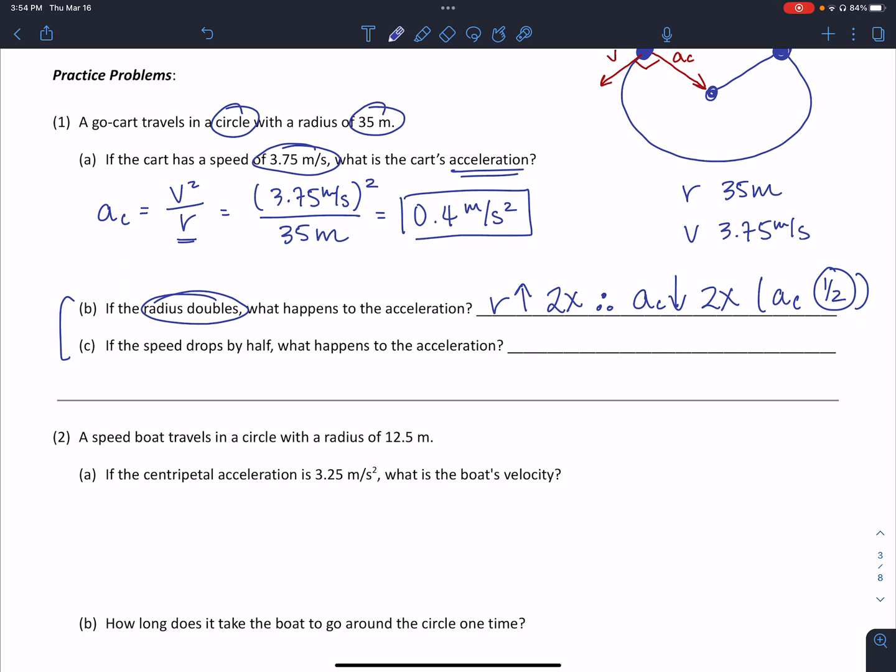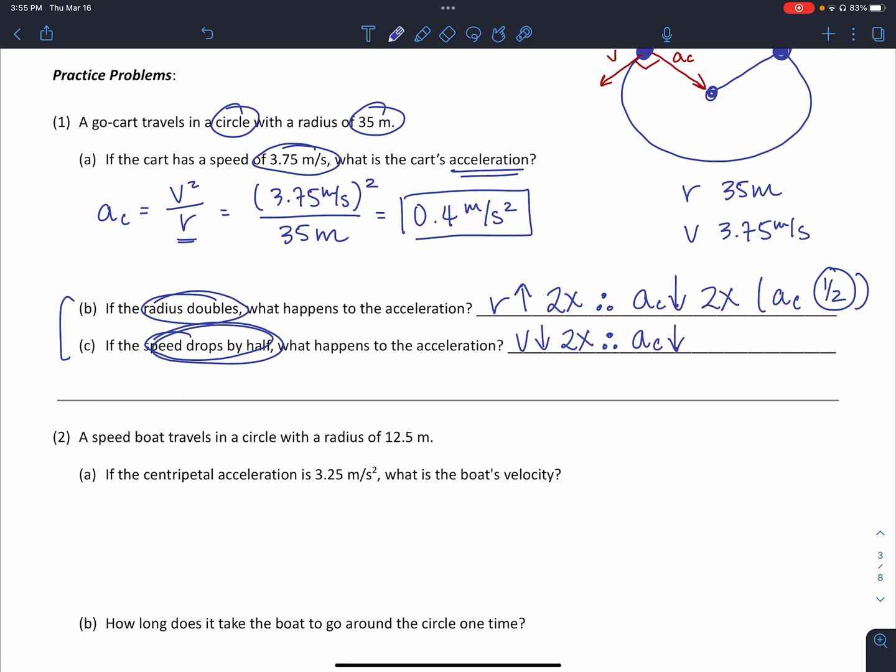Well, what if instead we're looking at the velocity? The velocity is in the numerator, so the velocity and the acceleration are going to work together. As the velocity goes up, the acceleration is also going to go up, which makes sense because if you increase the speed, then the acceleration is also going to go up. In this example, we're going to decrease the speed. So the velocity is going to go down by half, which is like decreasing it by a factor of 2, which means the acceleration will also go down because they work together.